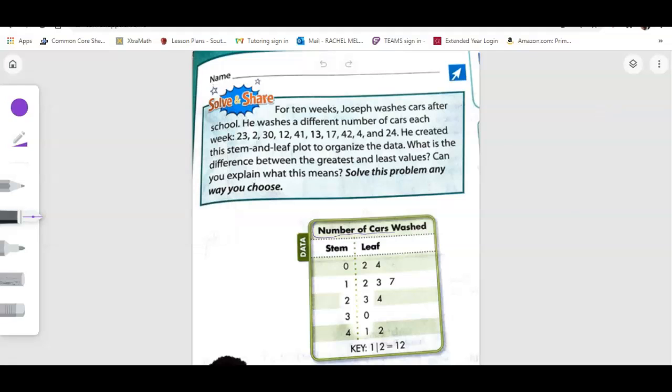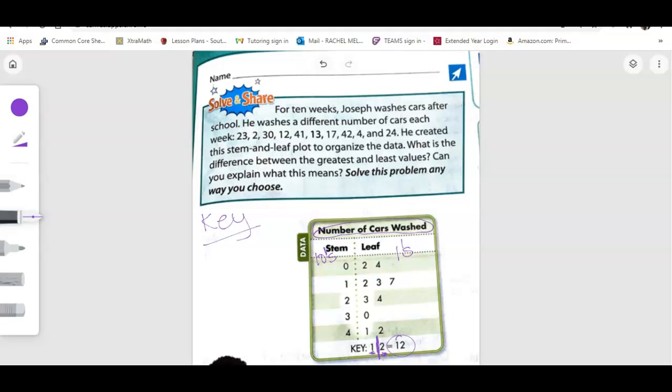So it's number of cars washed. Remember, the very first thing, we look at the key. So here it is. Now remember this straight line going right here? That's not a 1. That's just a vertical line showing you that there's a difference between the first digit and the second digit. So they're saying the first digit here and the second digit here equals 12. So this is like the one I just showed you. That means my stems are the tens place and my leaves are the ones place.